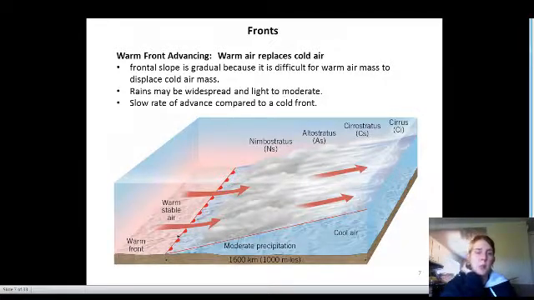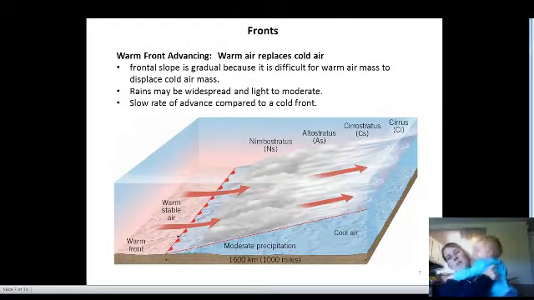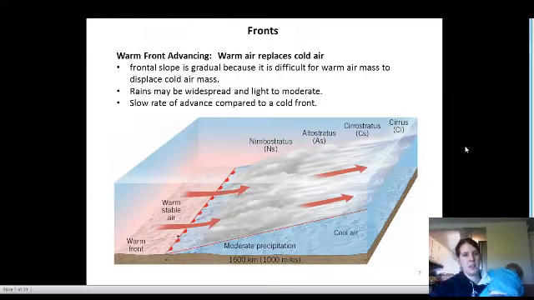So here's an image of a warm front advancing where the warm air replaces cold air. You have a very gradual frontal slope because it's hard for the warm air to actually displace the colder air. The colder air wants to sink and stay down low, so it's very difficult for that warm air to move that cold air out of a region it's occupying because the warm air tends to stay above it. Rains may be widespread and light to moderate, and it's a very slow rate of advance. Warm fronts are very slow moving.